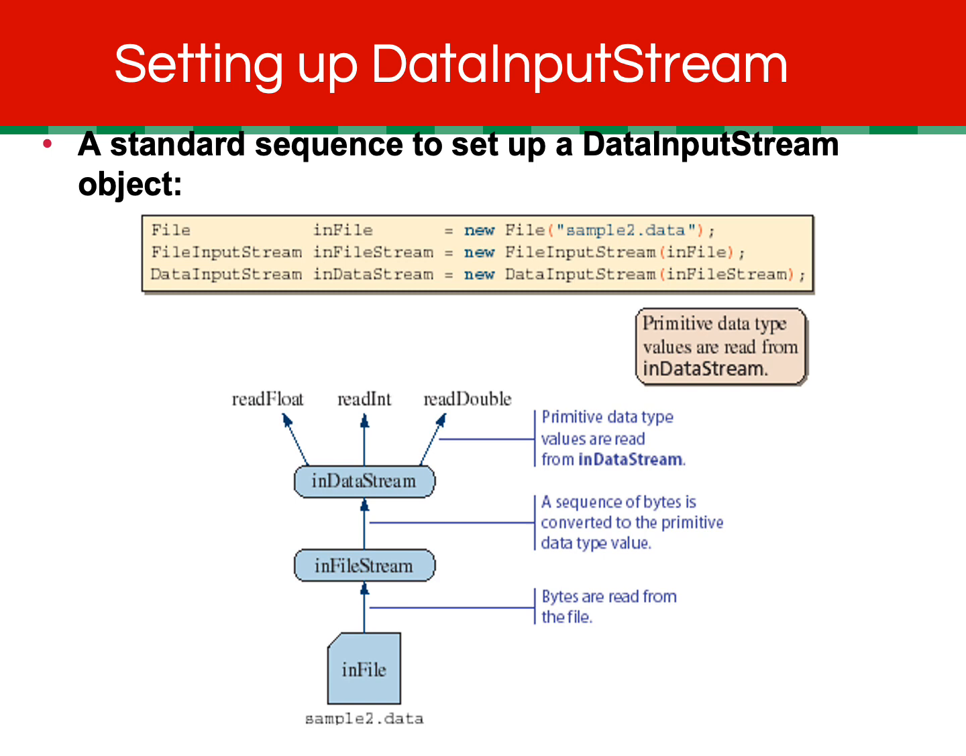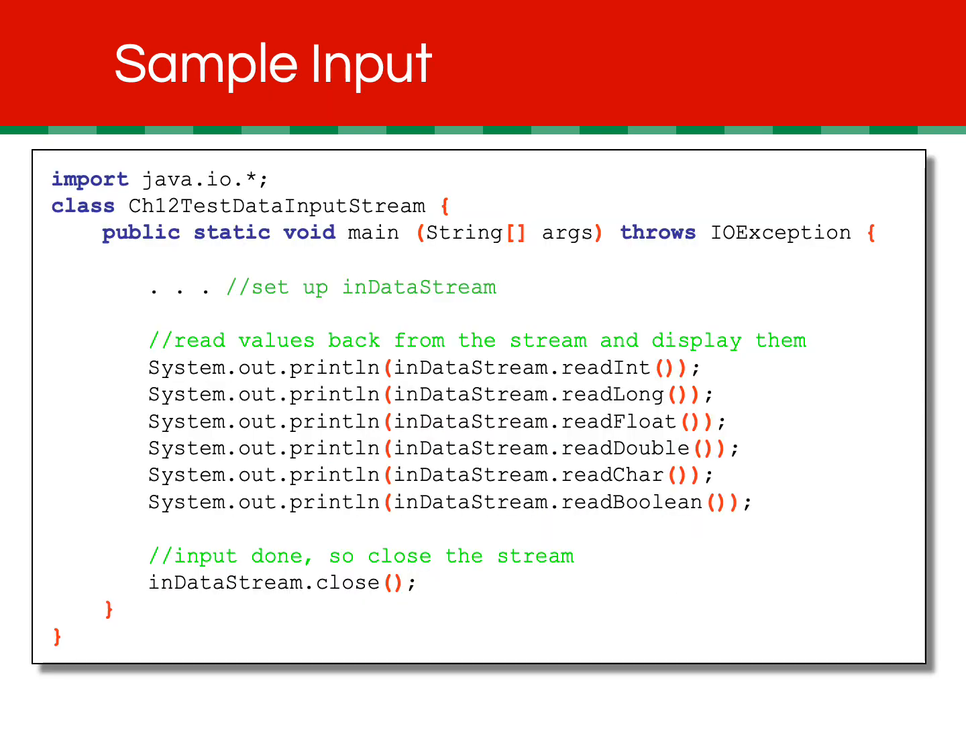What happens here is, it will open the file and bytes are read from the file. Then at FileInputStream inFileStream, a sequence of bytes is converted to the primitive data type value. The primitive data type values are then read from the inDataStream, which is the DataInputStream. The code is as shown here. So you can read the values back from the stream and display them. However, it must be in the same order as when you saved it.